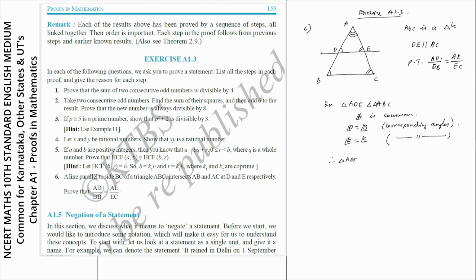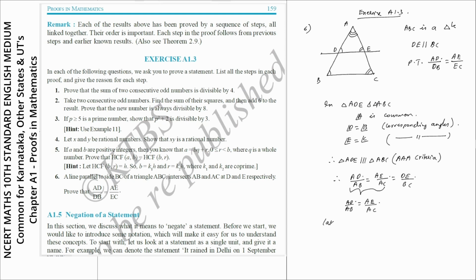Therefore triangle ADE is similar to triangle ABC according to the AA criteria, the angle criteria of similarity of two triangles. These two triangles are similar. So if two triangles are similar, then the sides are proportional. That means AD by AB is equal to AE by AC is equal to DE by BC. Now I'll take only these two, that is AD by AB is equal to AE by AC.